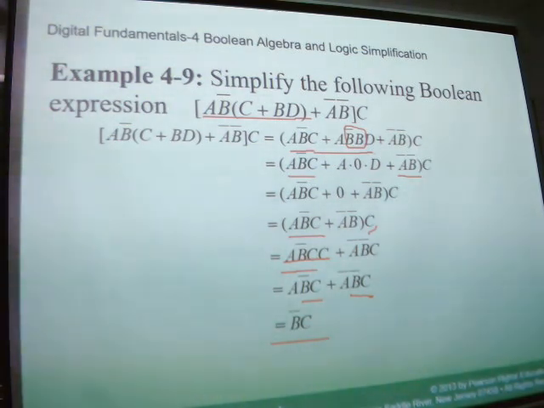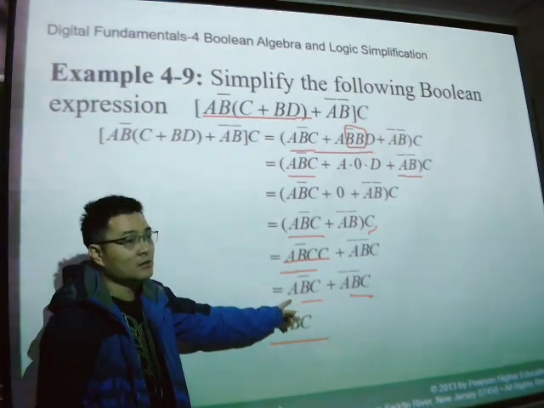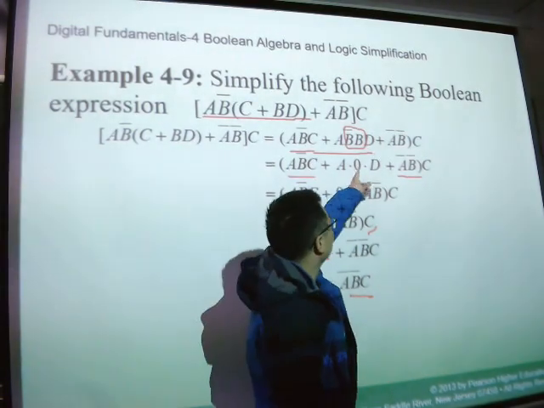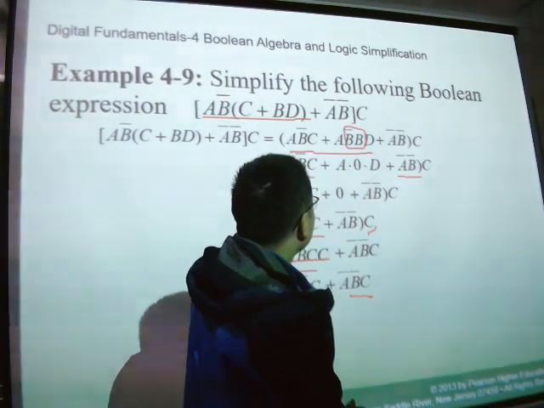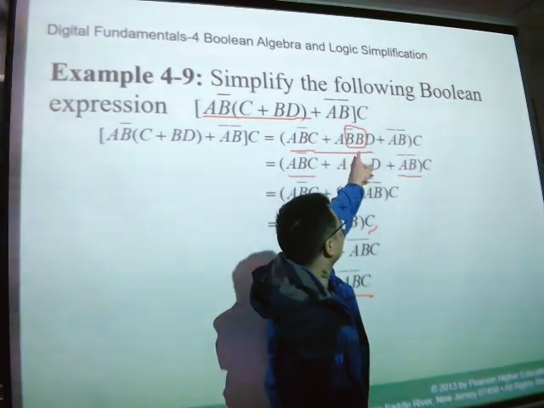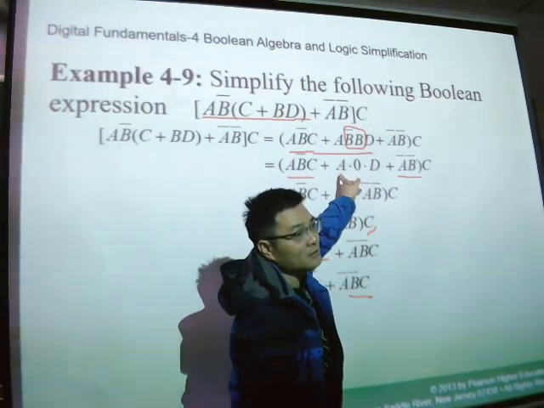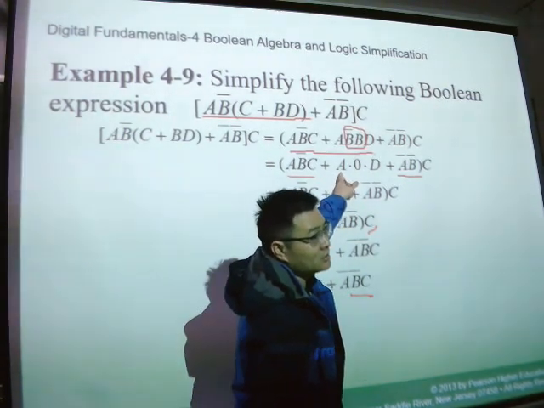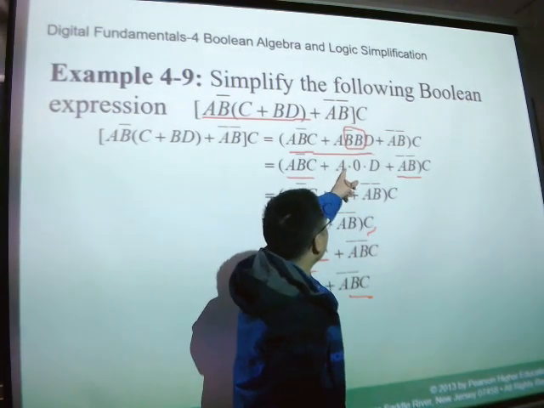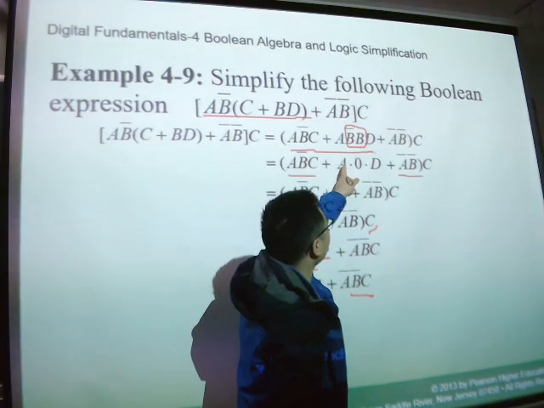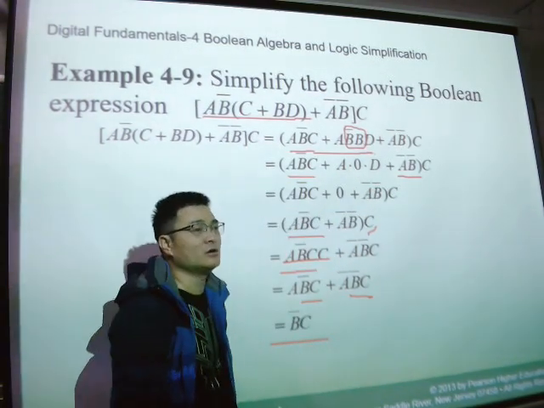And okay, how about 0? A multiple 0 multiple D, which line? This second line. 0 dot A dot D equals 0. 0 and A equals 0. Because if A equals 1, then 1 and 0 equals 0. If A equals 0, 0 and 0 equals 0.